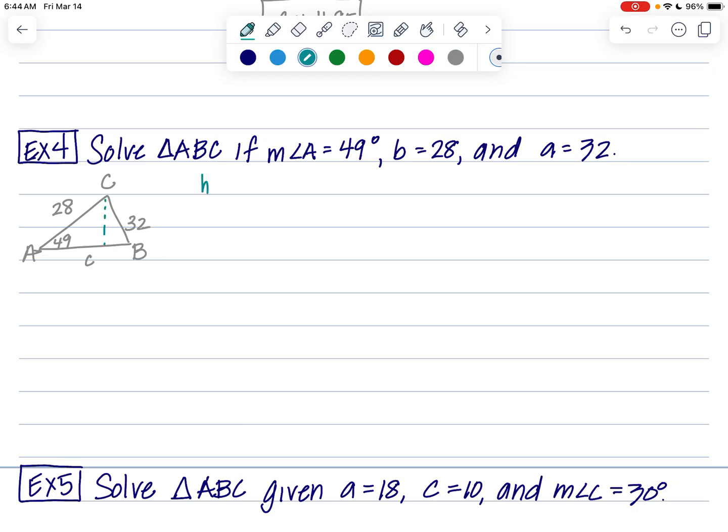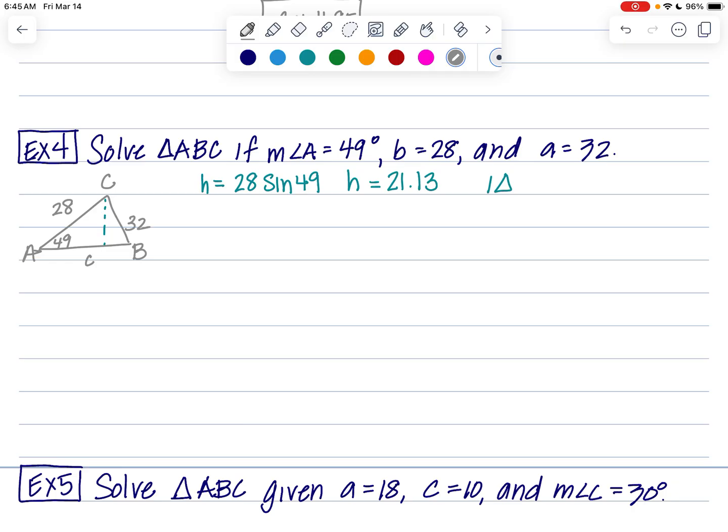Okay, let's go ahead and test for my height. So my height equals 28 times the sine of 49. So my height equals 21.13. I'm going to compare it. My A value is greater than my height. My A value is also greater than the other side that I was given. So that means I have one triangle. Okay, I don't have to go through all the craziness for this one. I just have to find that one triangle.